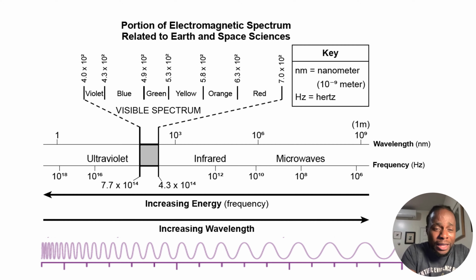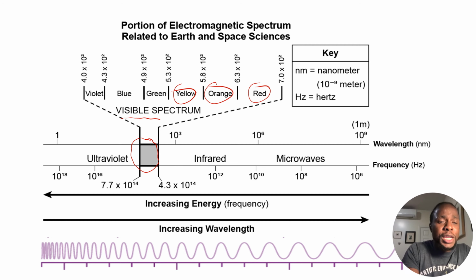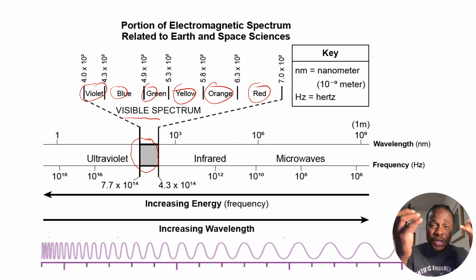Also notice that the part that is visible to us, the visible spectrum, is the part that carries all the colors that we are able to make sense of the world with. So red, orange, yellow, green, blue, violet. All of those colors are gotten from a combination of these. So that makes up the visible part of the sun rays, or the electromagnetic spectrum that we get from the sun.